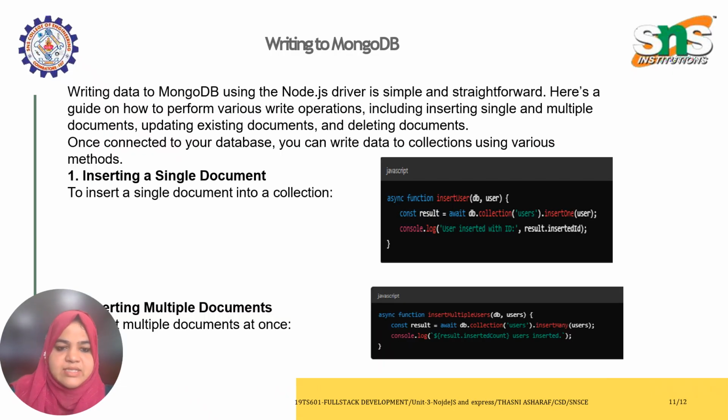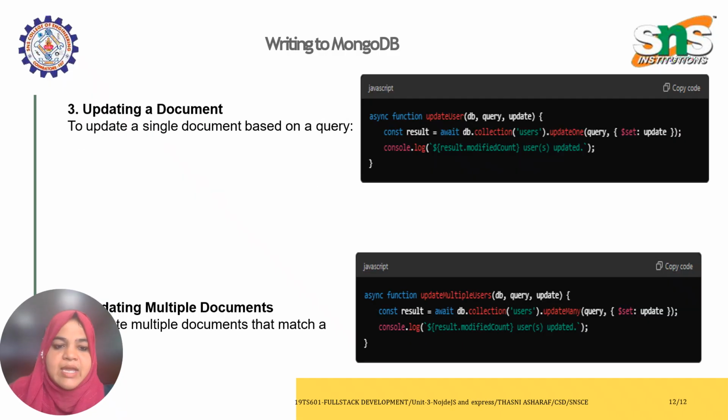And the next one is writing. Writing in MongoDB is simple and straightforward. To insert a single document into a collection, we use insertUser, and to insert multiple documents, we use insertMultipleUsers. The next one is updating a user: we can update a single document based on the query using update. And next is updating multiple documents, for which you can use updateMultipleUsers.